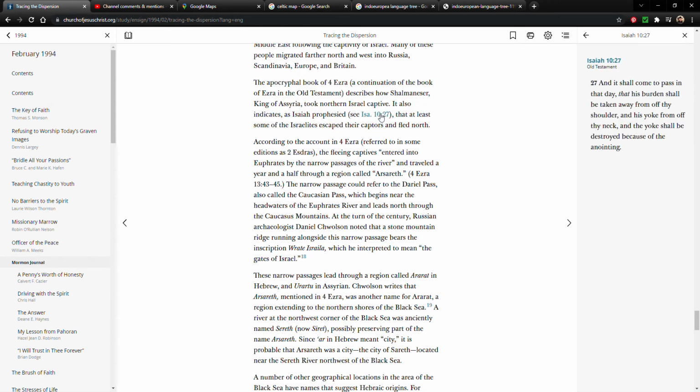Let's see what this scripture says. Isaiah 10:27. And it shall come to pass in that day that the burden shall be taken away from off thy shoulder, and his yoke from off thy neck, and the yoke shall be destroyed because of the anointing. Wow, that's cool. That's really cool. I like that.